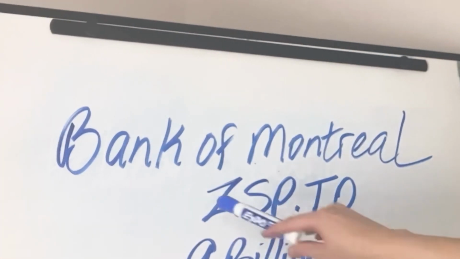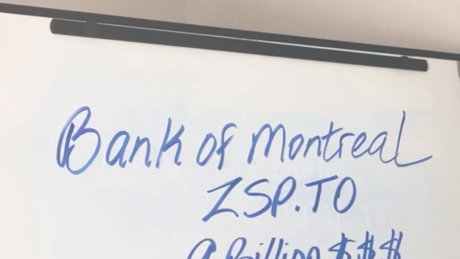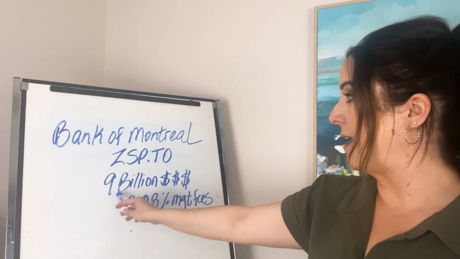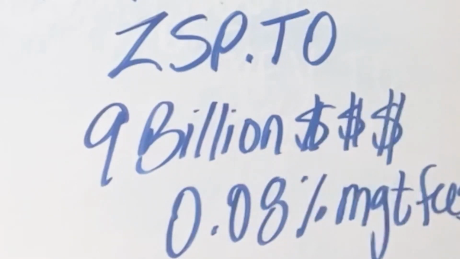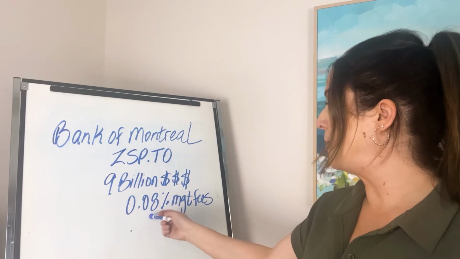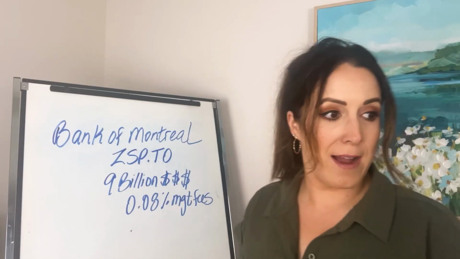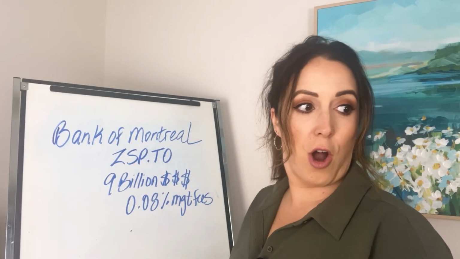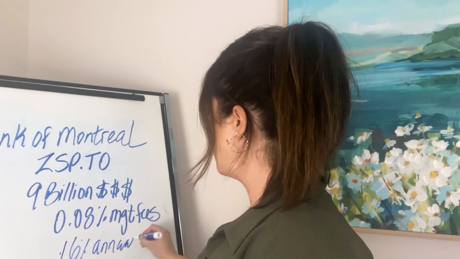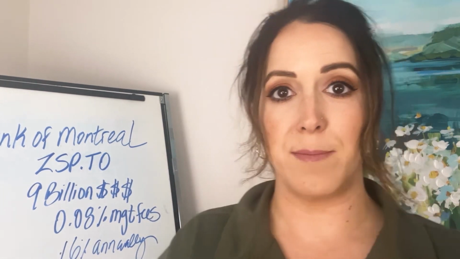Now, the second one I'm going to go over with you guys right now is Bank of Montreal's fund called ZSP.TO. It has assets under management of $9 billion, and their management fees are the same as the other fund. So they're only 0.8%. Their average annual returns are also 16% annually. So again, another fund that will surpass the overall S&P 500 market.